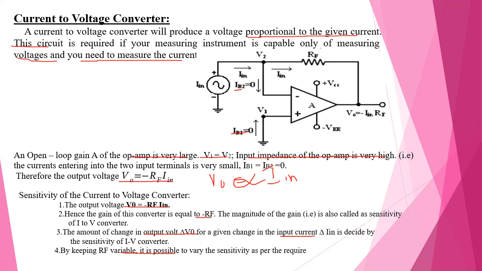This is the sensitivity of the current to voltage converter, and the output voltage is minus RF times Iin, hence the gain of this converter is minus RF. The magnitude of the gain is also the sensitivity of the current to voltage converter, the amount of change of output voltage for a given change of input current. We can decide the sensitivity of the converter by keeping RF variable, then you can vary the sensitivity as per requirement.